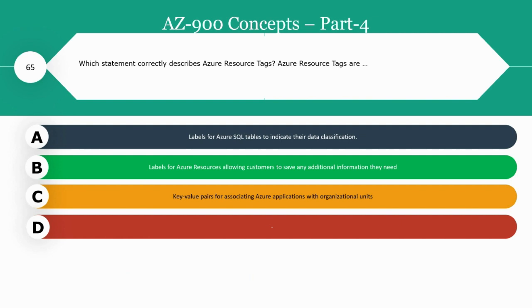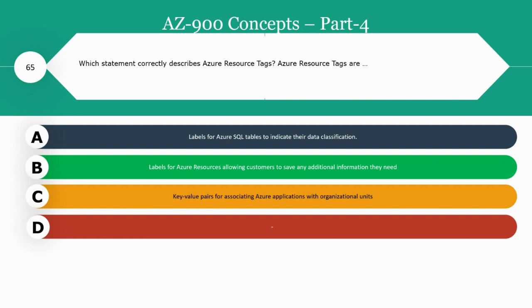Next question is, which statement correctly describes Azure resource tags? Azure resource tags are option A, labels for Azure SQL tables to indicate their data classification. Option B, labels for Azure resources allowing customers to save any additional information they need. Option C, it is a key value for associating Azure application with the organizational unit. The very close answer will be option B, labels for Azure resources allowing customers to save any additional information they need.